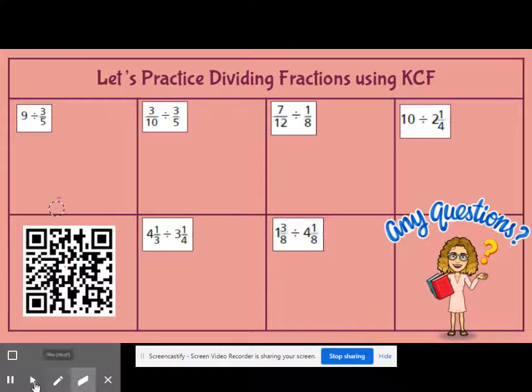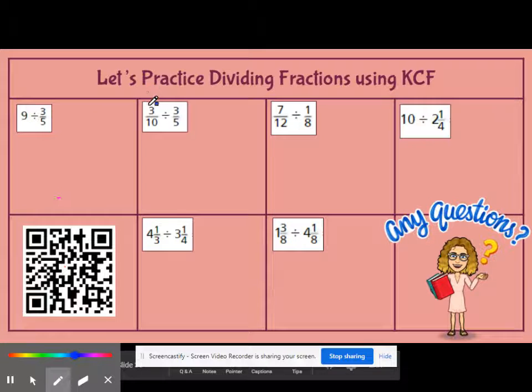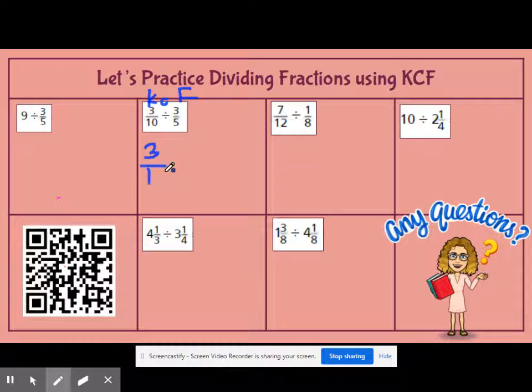Okay, so the next one, if you're done, remember our rule is keep, change, flip. So you're going to keep 3 tenths, you're going to change division to multiplication, and you're going to flip it to 5/3. Now a little alarm should be going off in your head. When you have the same number diagonal from each other, cross them out, you're going to be left with 5/10. Well, I know 5 out of 10 is half. The answer to this one should be a half. Because you divide 5 by 5, you get 1. 10 divided by 5 is 2. So you're going to get a half.